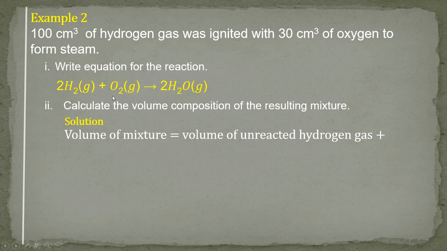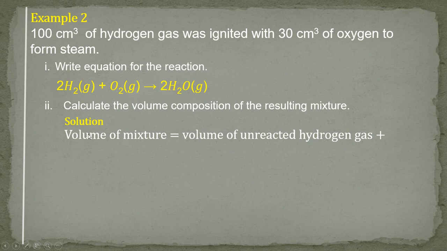But if I have all the 30 of oxygen reacting, then that of hydrogen must be 2 times 30. When I multiply 2 times 30, I will get 60. So that means I will have 60 of hydrogen reacting, then I will have 30 of oxygen reacting. And out of 100, if 60 has reacted, the remaining will be 100 minus 60, which will be 40. Then how much steam will be formed? Since I have 2 of hydrogen forming 2 of water, what is reacting here is 60, so that means the steam will be 60.